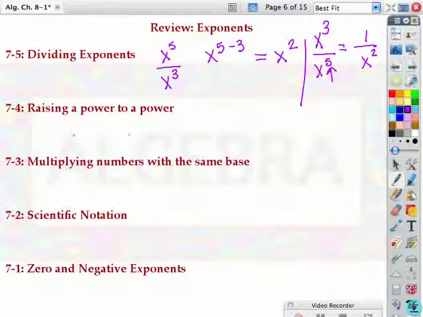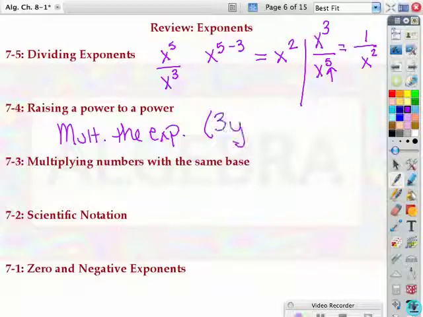Raising a power to a power. Multiply the exponents. Alright, now if you see an example like this, remember that you raise everything to that power, so you take this 2 and you use a modified distributive property and apply it here and here.